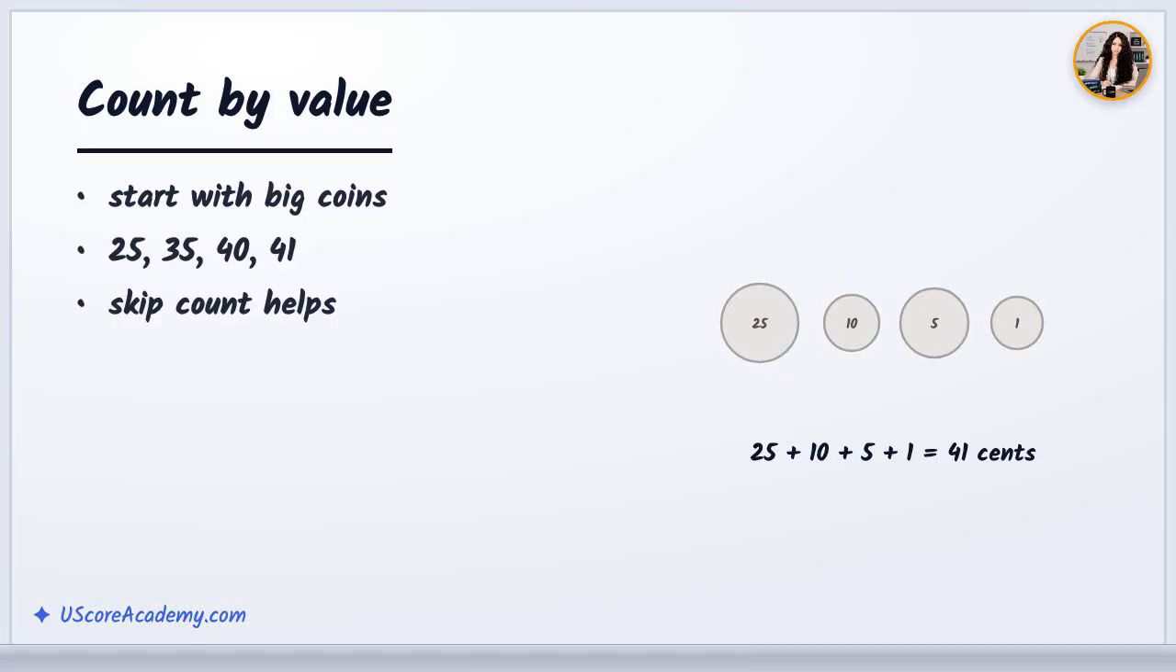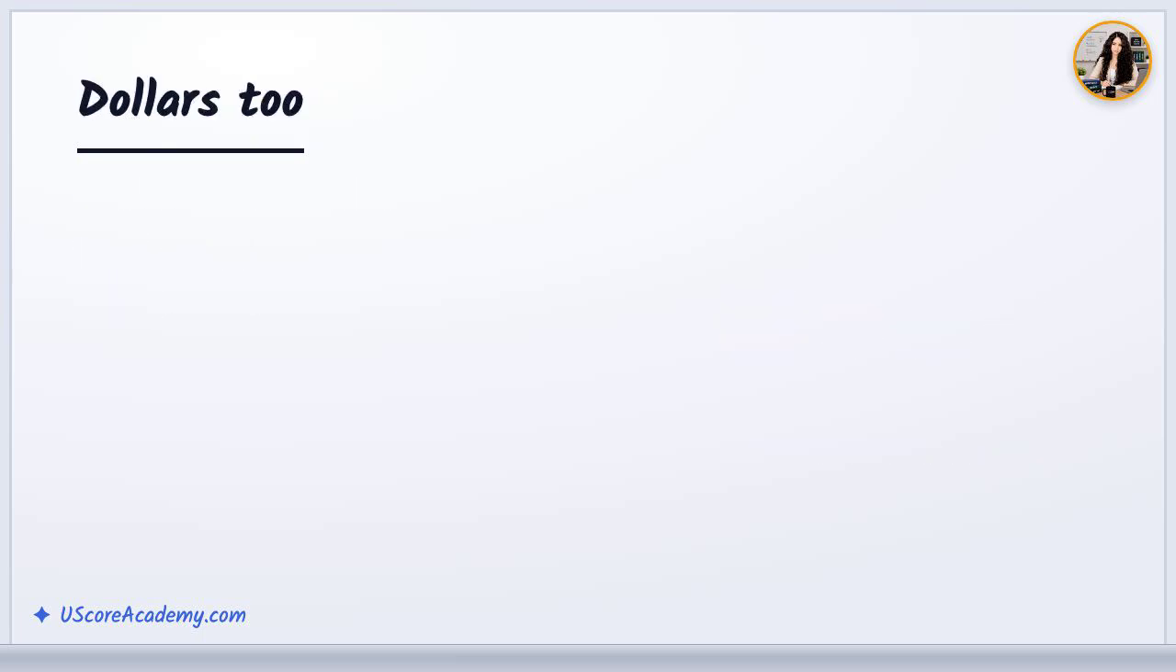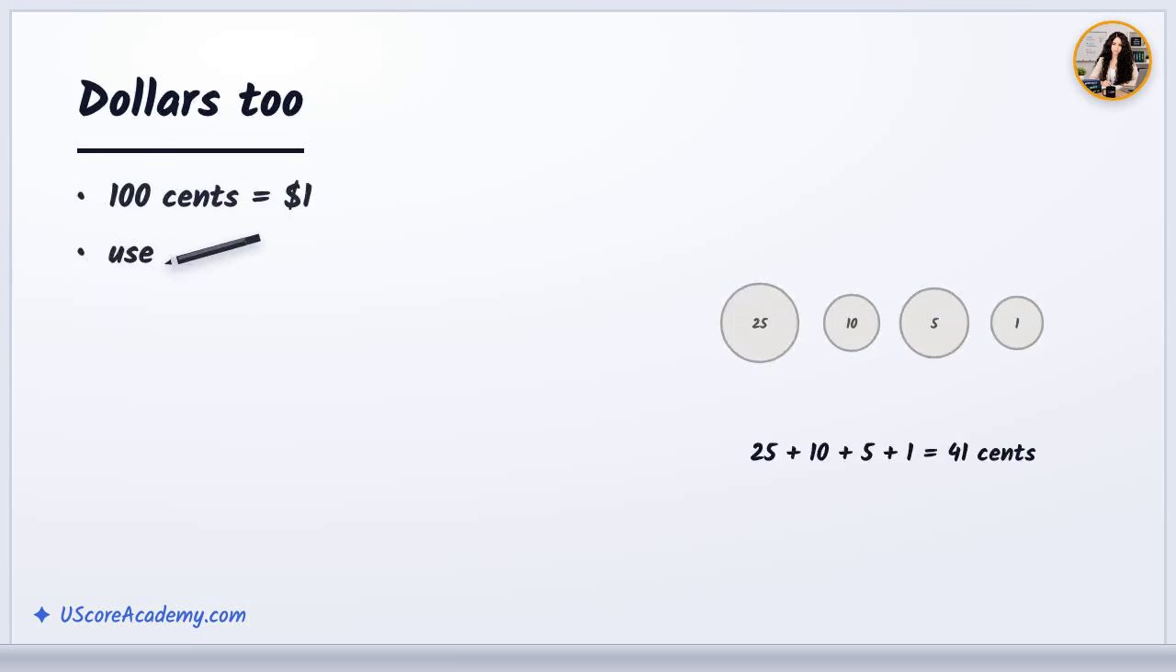A quarter, a dime, a nickel, and a penny goes 25, 35, 40, 41 cents. 100 cents make $1. We write dollars with a dollar sign. A $1 bill and 2 quarters together is $1.50.